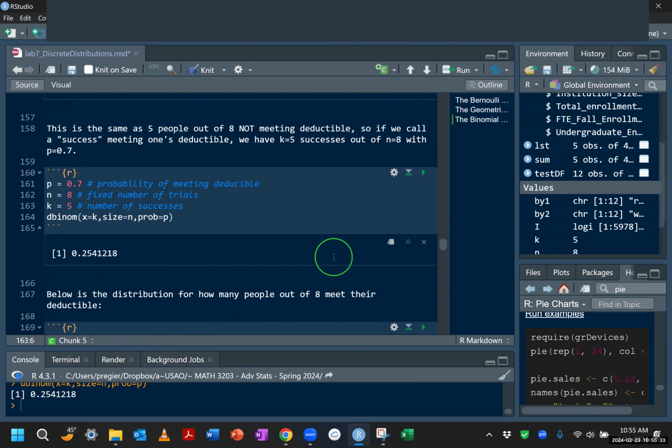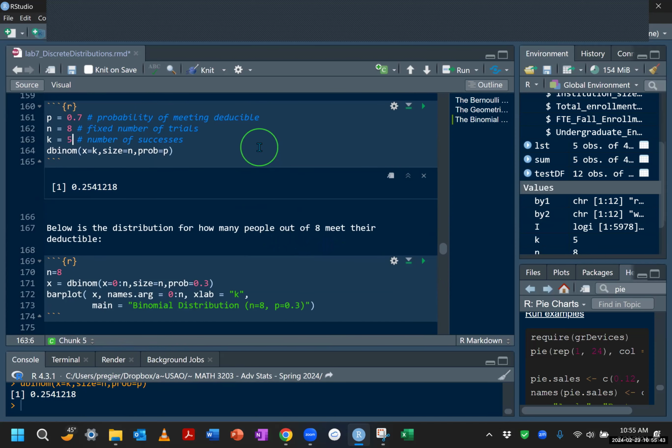So if you're ever unsure in one of these problems which way to define success, it doesn't matter as long as you identify the correct numbers given how you characterize success or failure.